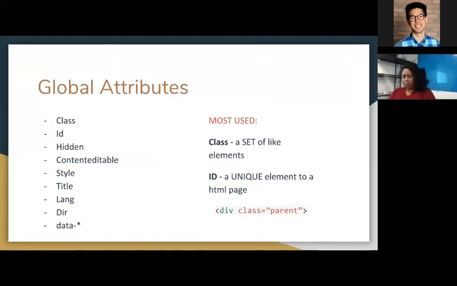So some global attributes that are really cool are hidden, content editable, style, title, language, and then that data dash star is something that you'll see further along when we get into React. It's a customizable data attribute that you can use to do a lot of cool stuff, even with just plain JavaScript and CSS.